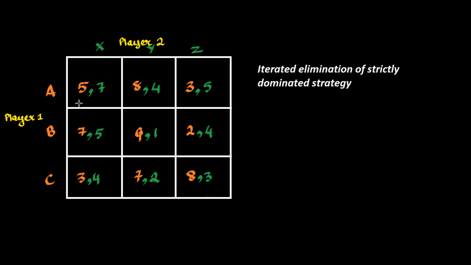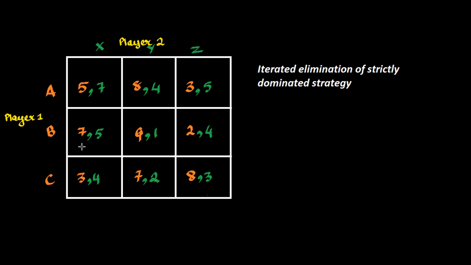Let us compare A to C. In this case, A is better than C. In this case, A is better than C. But not in this case. So A is not better than C in the last case. So again, A is not strictly dominating C.